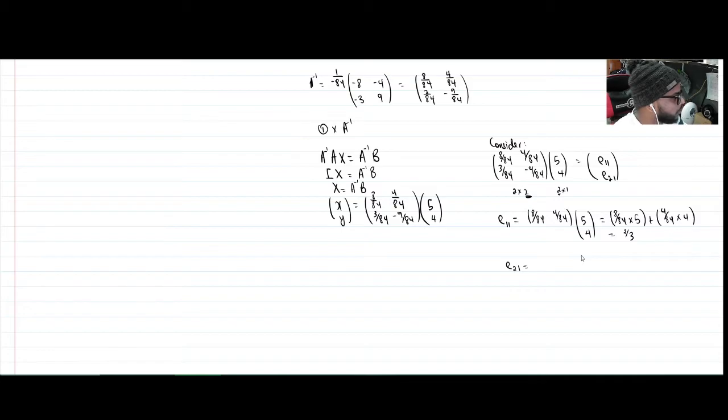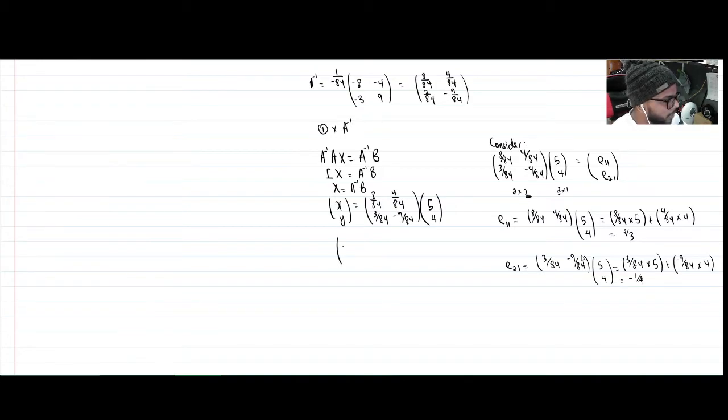E21 is equal to second row, 3 over 84, minus 9 over 84 multiplied by the first column, which is 5, 4. Again, first by first multiplied by 5 plus second by second, minus 9 over 84 multiplied by 4. 3 over 84 multiplied by 5 plus negative 9 over 84 multiplied by 4 is negative a quarter.